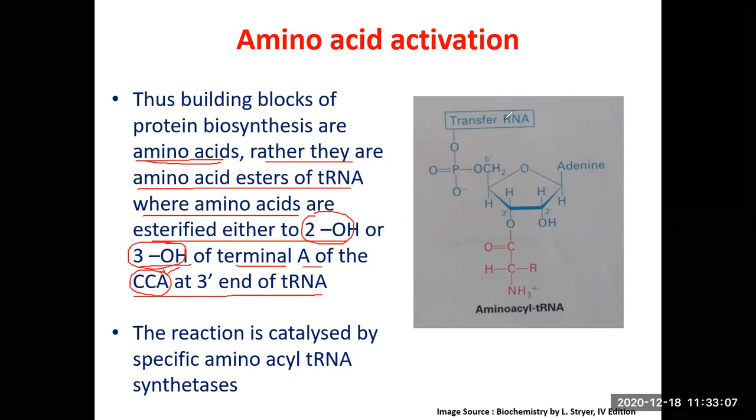So this is the inverted tRNA. You have the terminal A, and amino acids are esterified either to carbon number 2 or carbon number 3. This is the amino acid. So the building blocks are amino acid esters of tRNA and not free amino acids, wherein amino acids are pre-activated. This reaction is catalyzed by specific enzymes called amino acid tRNA synthetases.